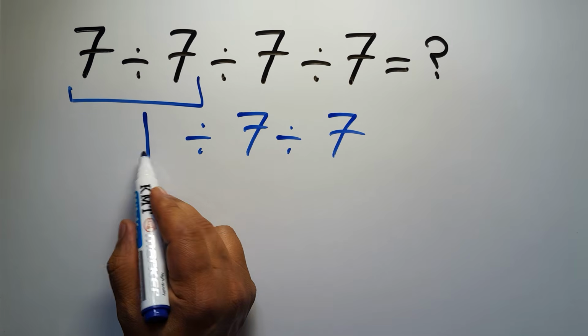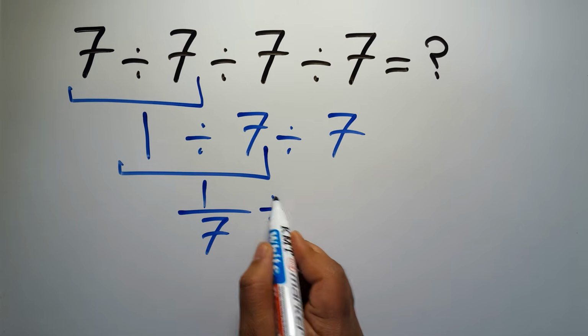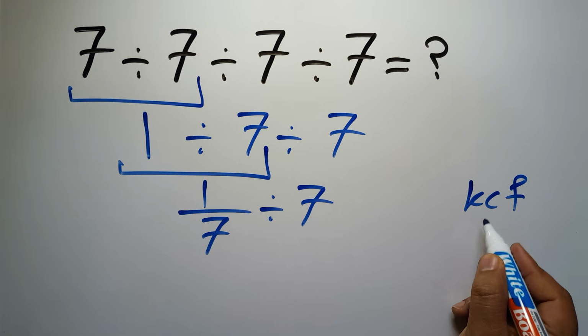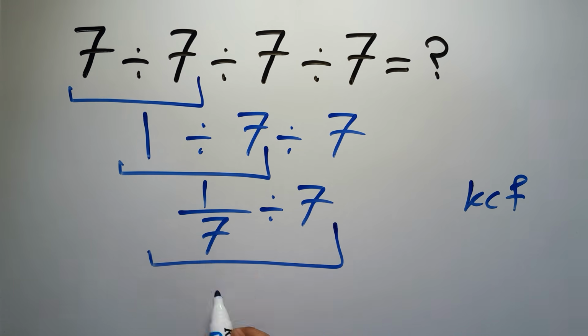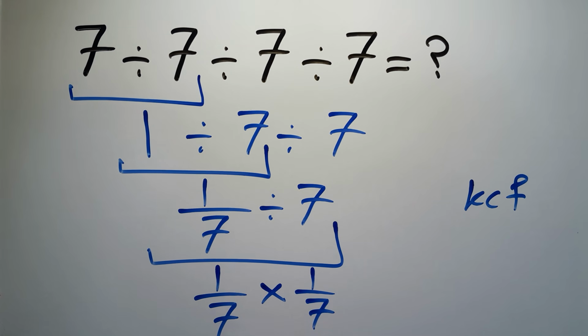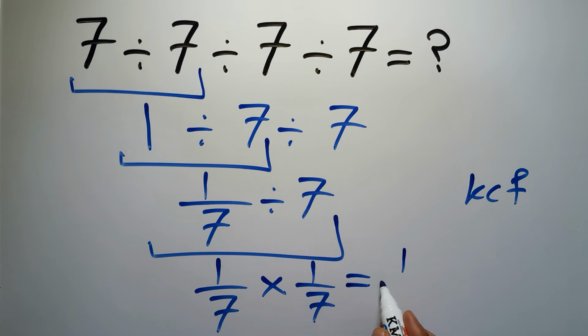Now we have to do this division. 1 divided by 7 can be written as 1 over 7, then divided by 7. Now, according to the KCF rule, K stands for keep, C stands for change, and F stands for flip. We can write keep the first fraction, change division to multiplication, and flip the second fraction. So we have 1 over 7 times 1 over 7, which equals 1 over 7 times 7 gives us 49. So 1 over 49. And this is our final answer to this problem.